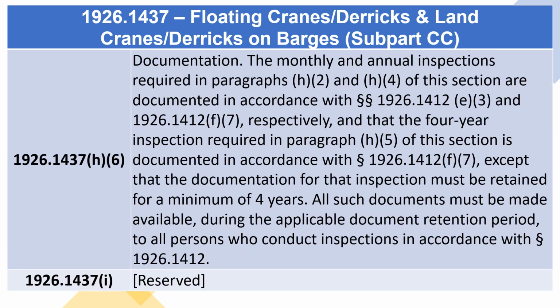1926.1437 H6, Documentation. The monthly and annual inspections required in paragraphs H2 and H4 of this section are documented in accordance with sections 1926.1412 E3 and 1926.1412 F7, respectively, and the 4-year inspection required in paragraph H5 of this section is documented in accordance with section 1926.1412 F7, except that the documentation for that inspection must be retained for a minimum of 4 years.